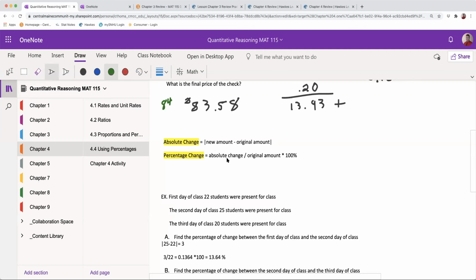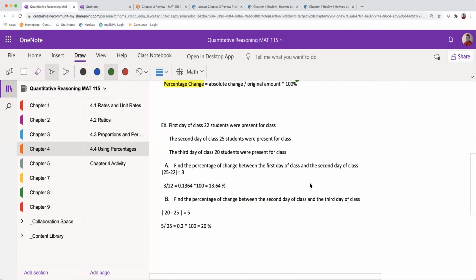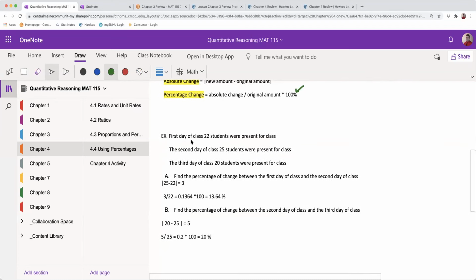So percent change then is we take our previous answer of absolute change and we divide it by the original amount and multiply by 100, right? And the reason we multiply it by 100 is to bring in our friend, the percent symbol, right? So a quick, easy number we can relate to.